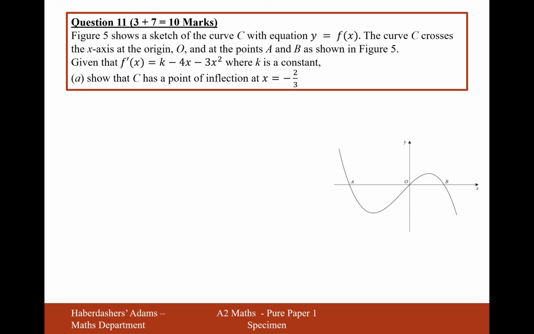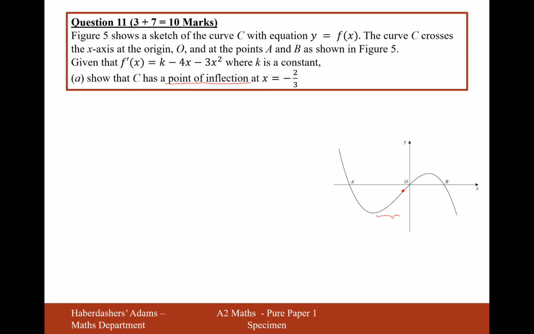part A is show that the curve C has a point of inflection at x equals minus 2/3. Now, first of all, what is a point of inflection? Well, it's the point at which the gradient is increasing to the point where the gradient starts to have a lower value. I'd expect it to be around this point here.